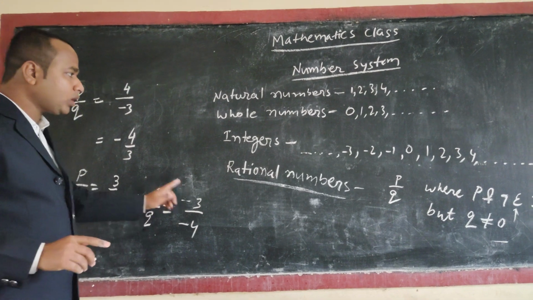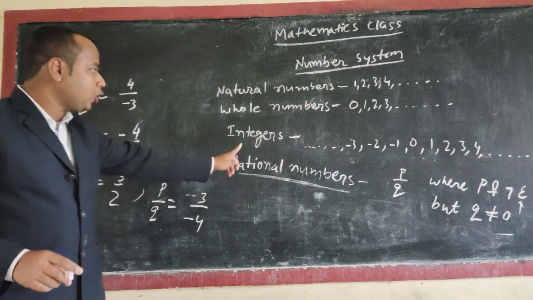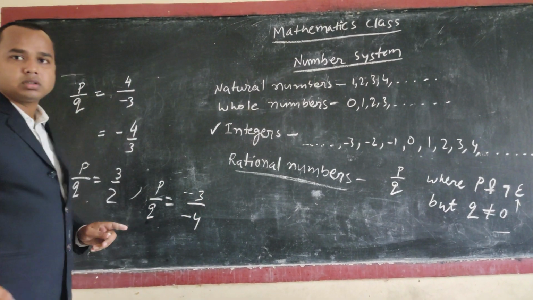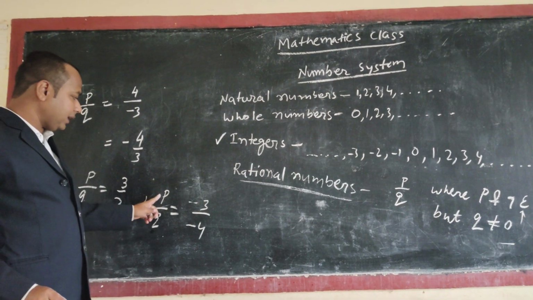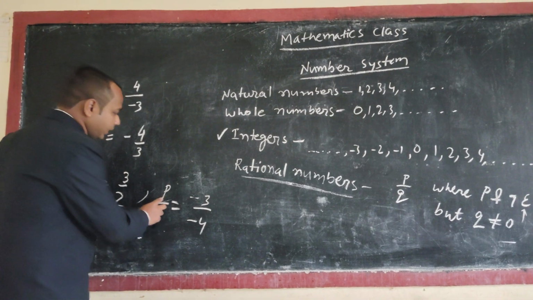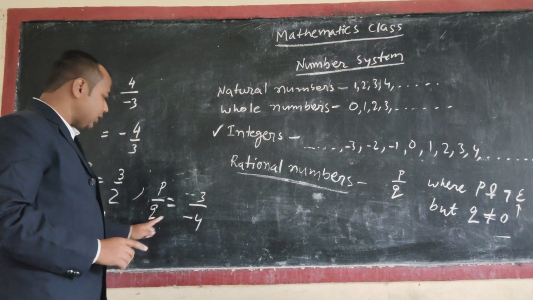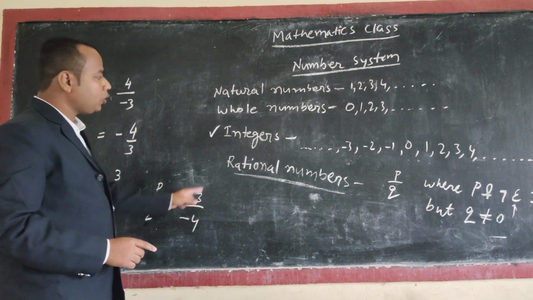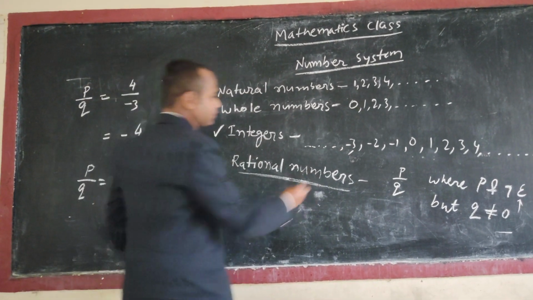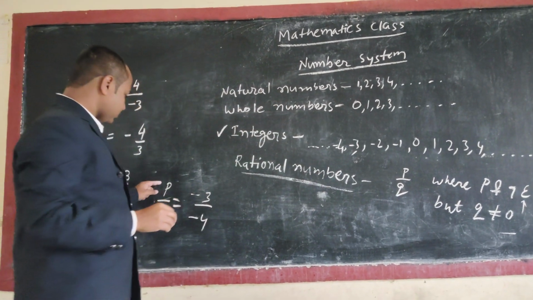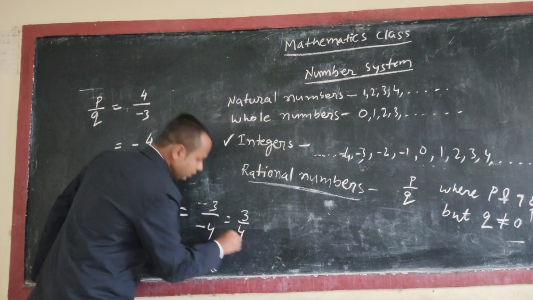You must have noticed that all the numbers I am taking belong to this set. Like p equals -3 and q equals -4. The p and q both belong to the set of integers. So p and q both are negative, and it will give you a positive rational number.